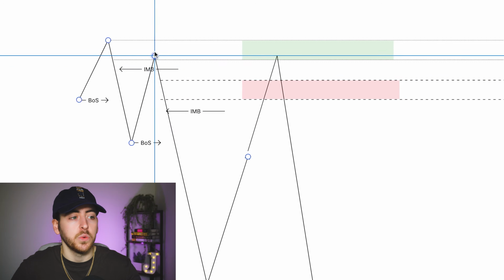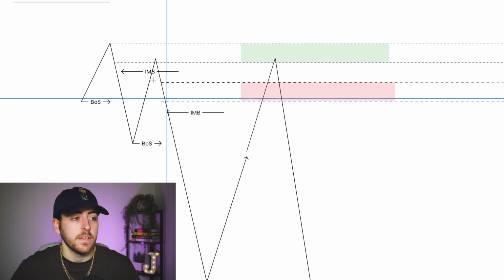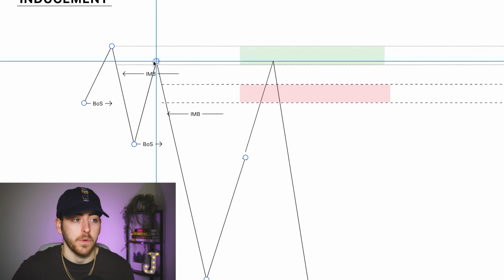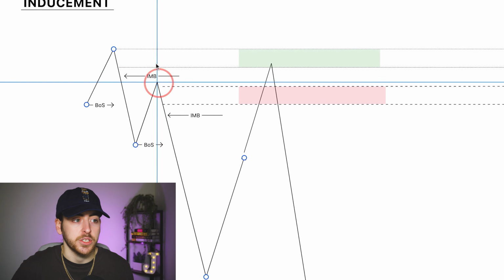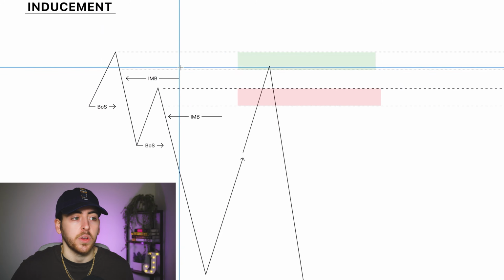If the market had pulled all the way up and filled this imbalance, then this for sure would be the right point to sell from. But because we actually have price action a little bit like this, where the market didn't fill the imbalance, what that actually does is leave some open space that the market is going to want to fill. This is where the inducement comes in.